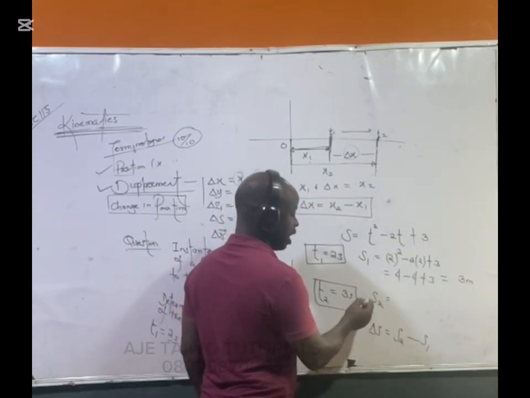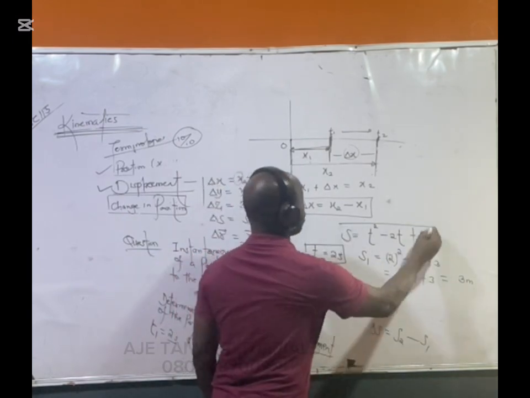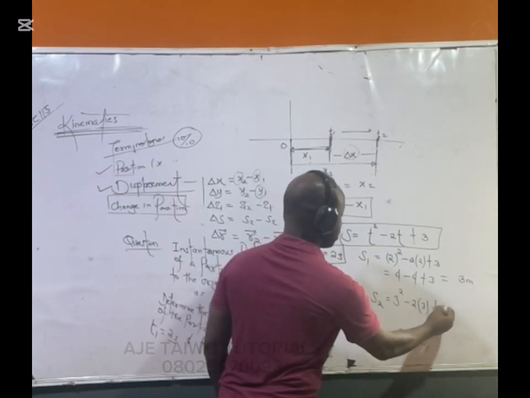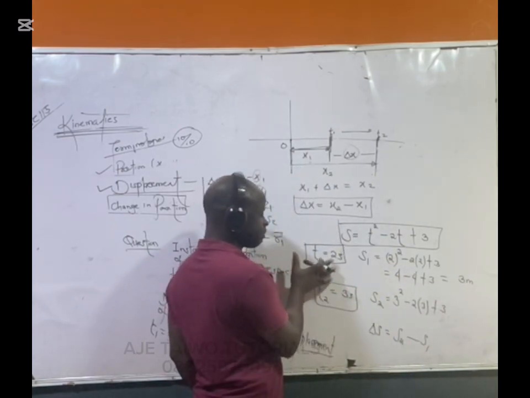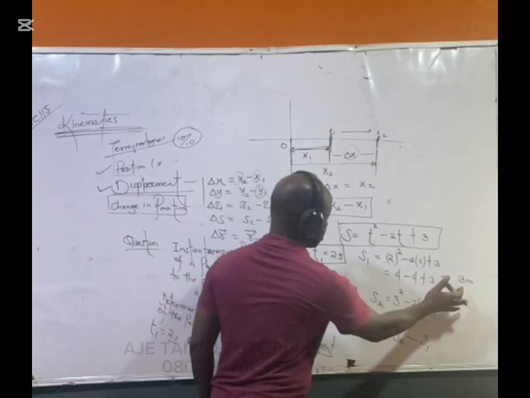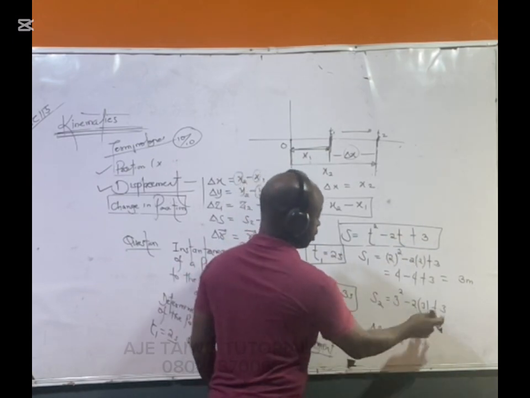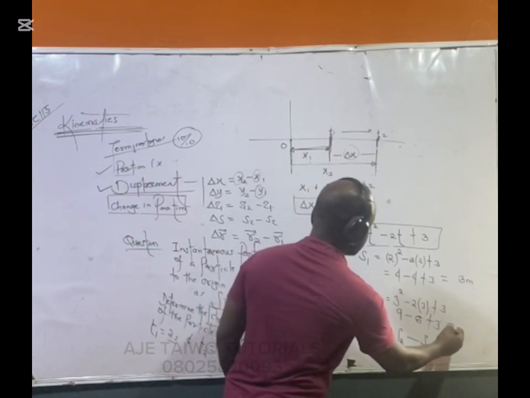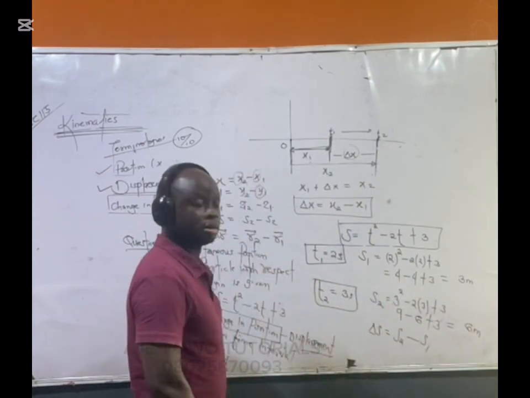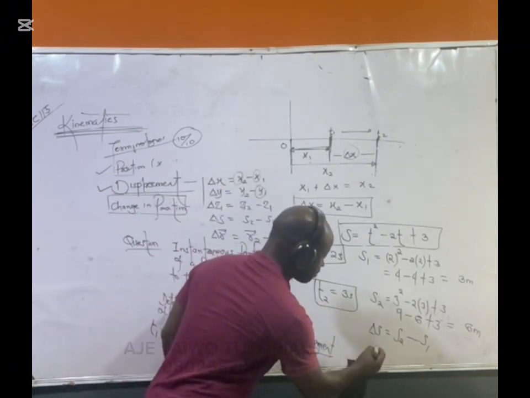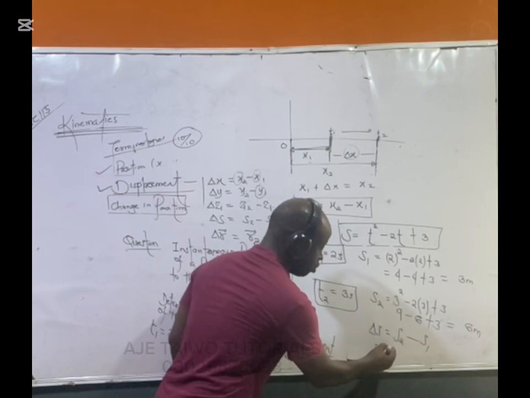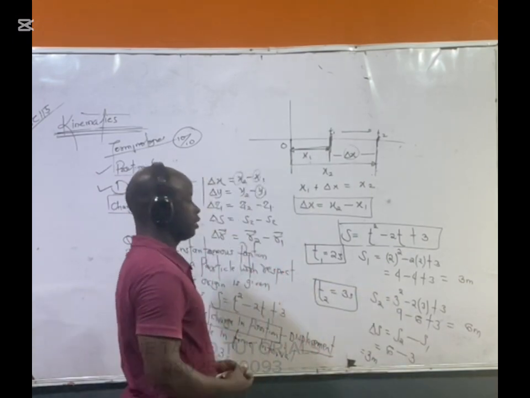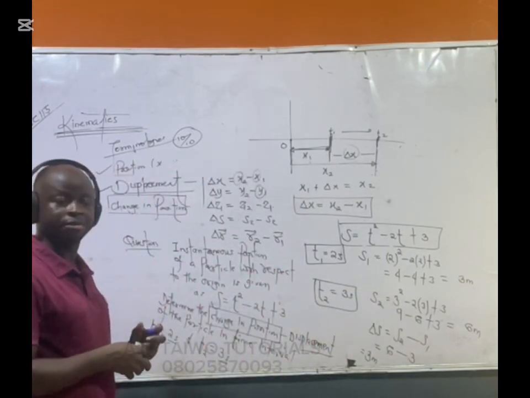Then for s2 now, when t is 3 seconds, put 3 seconds here. 3 squared minus 2 times 3 plus 3. I first put 2 where I saw t and got 3 meters. Now I'm putting 3 where I see t. What's 3 squared? 9. 2 times 3, 6, plus 3. What's the answer? 6 meters. Is that correct? Yes, sir. So displacement or change in position is s2, which is 6, minus s1, which is 3. Answer is 3 meters. That's a change in position.